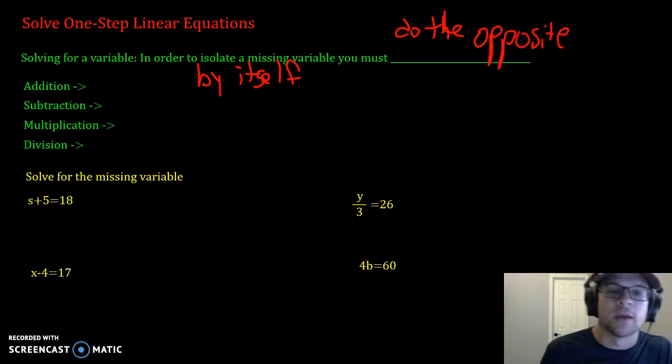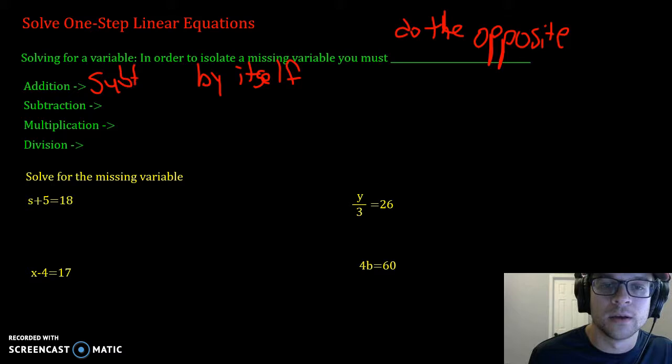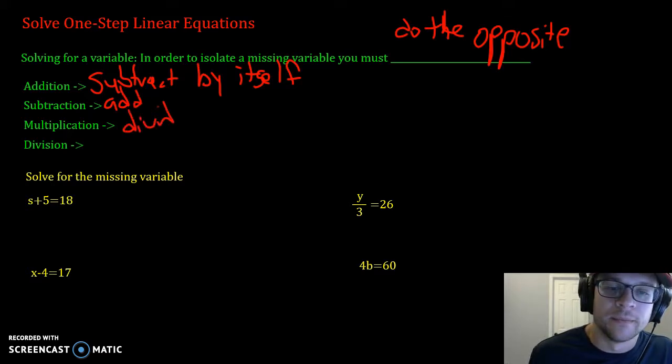So your four basic mathematical principles, or operations, that we're going to start out with: the opposite of addition is to subtract. The opposite of subtraction is addition. The opposite of multiplication is to divide. And the opposite of division is multiply.